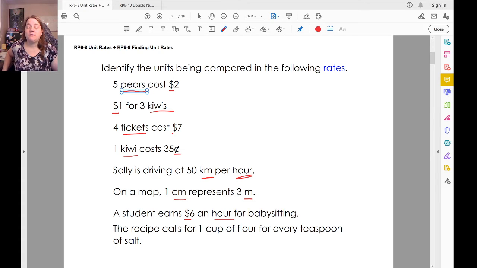The recipe calling for 1 cup of flour for every teaspoon of salt. The actual units here: 1 cup of flour. Not just 1 cup, because you want to know what the cup is of, and every teaspoon of salt. So teaspoons of salt. Cups is the unit being used for flour, but you want to be careful to specify that. We also have teaspoons for the salt.